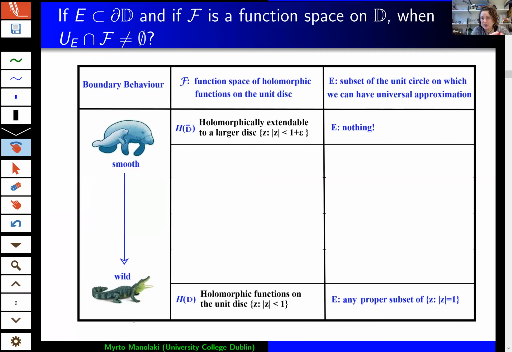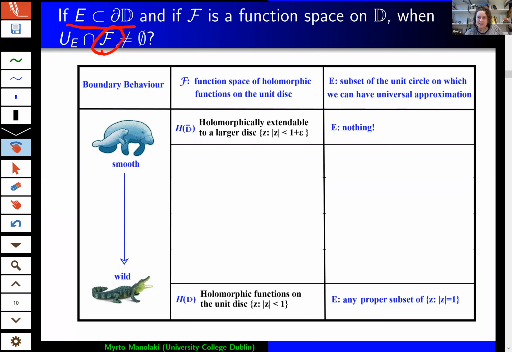However, in the last slide about universal Taylor series, I would like to capture the philosophy of this talk. As I said, if my set E, where I have the universality, is large, then I have a very wild boundary behavior. So in recent years, they try to do the opposite. If the set E in the unit circle, where I have universal approximation, is quite small, then I am allowed to find universal functions that belong to some good function spaces on the disk.